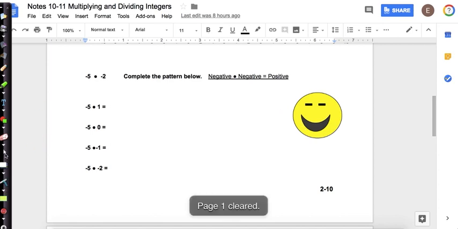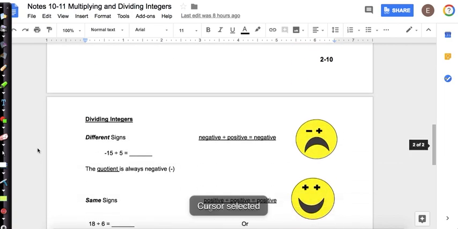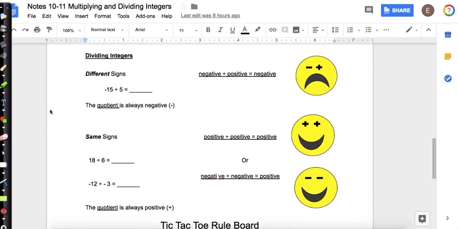Okay, let's turn the page. So now dividing integers. Because division and multiplication are opposite operations, division rules are exactly the same. So now the signs are different. I have a negative divided by a positive. What's 15 divided by 5? 3, and I'm going to make it negative 3 because I have 1 negative.